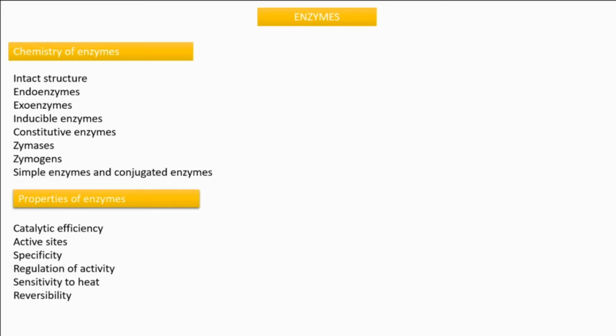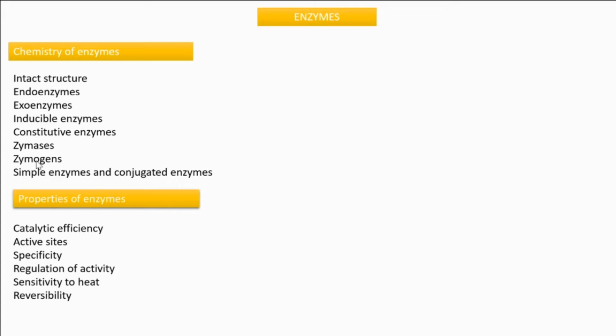Then zymases. What are zymases? They are called active enzymes. These enzymes didn't need any modification for acting on substrates. These enzymes didn't need any type of modification to act on substrate. Example is glycolytic enzymes.